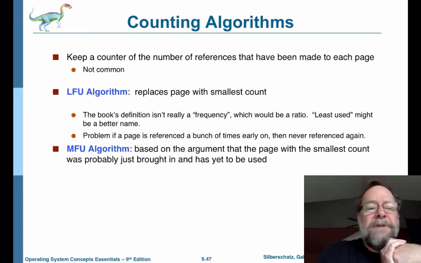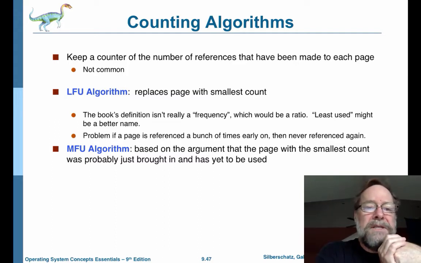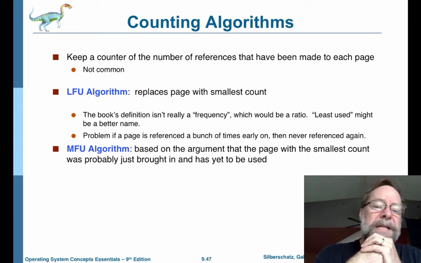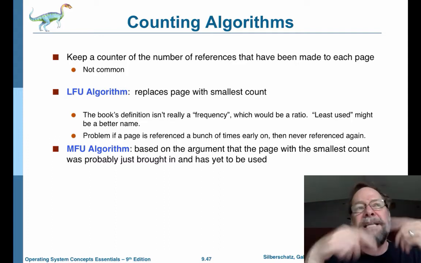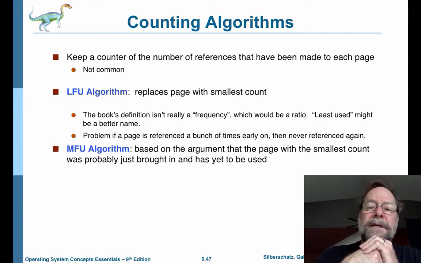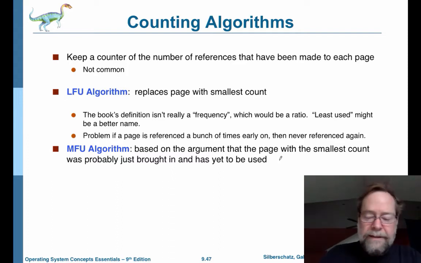Another flavor of algorithm we can use is, the book calls it least frequently used, although I think it's a bit of a misnomer. What the book says, you keep a counter associated with each page. You count how many times the page is referenced. So every time you reference a page, you increment that counter. When you need to choose a page for replacement, you choose the page whose counter is the lowest. Now, really, this is not a frequency because it's just a counter. So a better name for this would probably be the least used page.